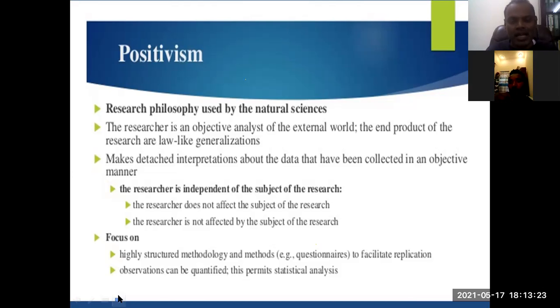If you are making a concrete formula or concrete suggestions, concrete findings, then it is positivism. It makes detached interpretations about data that have been collected in an objective manner. The researcher does not affect the subject of the research, and the researcher is not affected by the subject of the research. Mostly the researcher plays as an independent.